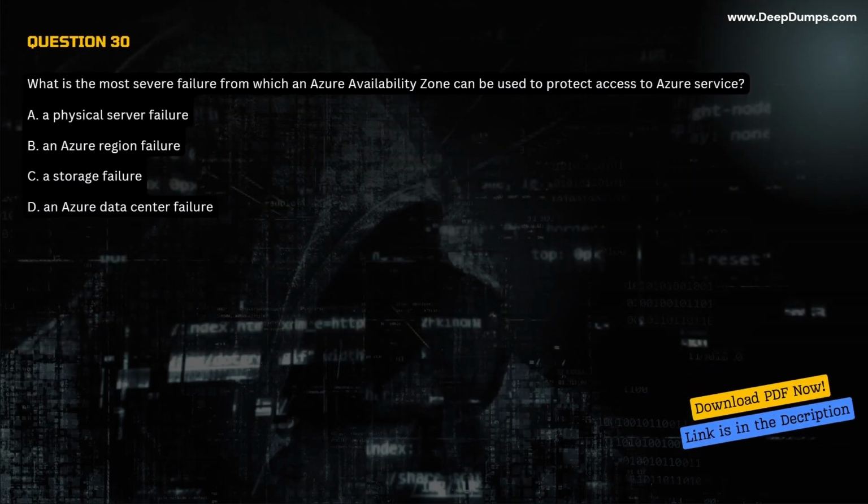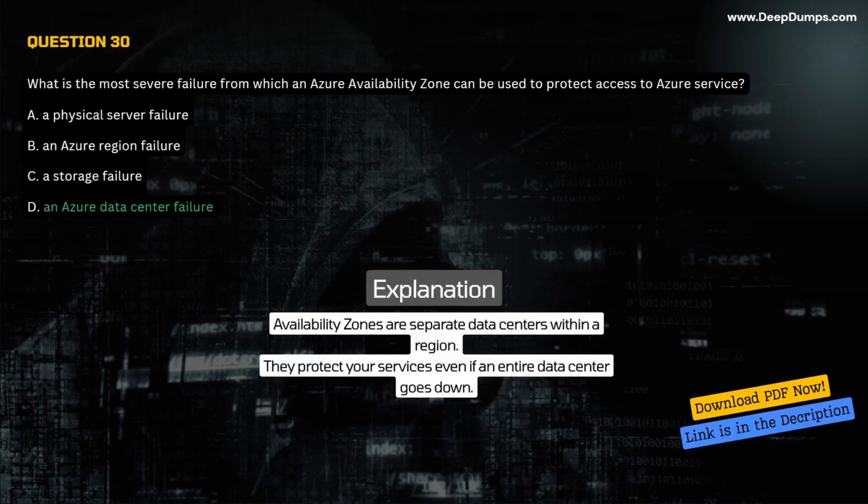Question 30. What is the most severe failure from which an Azure availability zone can be used to protect access to Azure service? A. A physical server failure. B. An Azure region failure. C. A storage failure. D. An Azure data center failure. Correct answer is D. An Azure data center failure. Explanation: availability zones are separate data centers within a region. They protect your services even if an entire data center goes down.